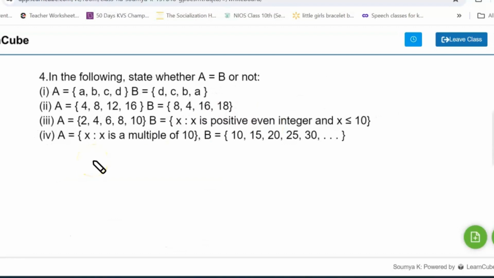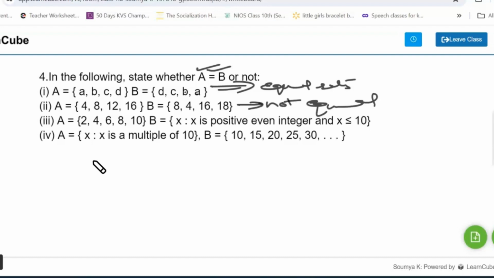Next question is, in the following, state whether A equals B or not. A and B, you have to find out whether these two sets are equal or not. So we know the definition: both sets should have the same elements. First set A has a, b, c, d. B has the same a, b, c and d, 4 elements, and the same elements, so these two are equal. So equal sets. Next, 4, 8, 12, 16. Here it is 4, 8, 16 and 18. They are not the same. So we say these are not equal.